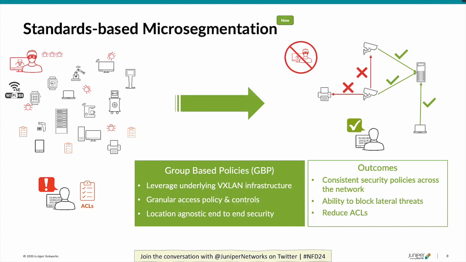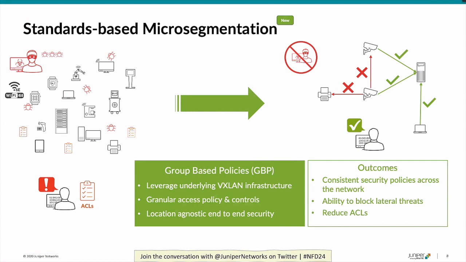So the requirement came out that we need to be able to consistently apply security policies across the network and in a granular fashion. In case there is a threat in the network, how do we block lateral threats? And the last thing was that at the same time, not only do we need to keep the network secure, we need to be able to reduce the complexity of the configuration on the switches, right? And that is where the standards-based microsegmentation comes in, which uses group-based policies.